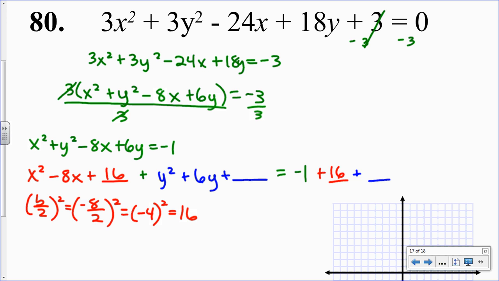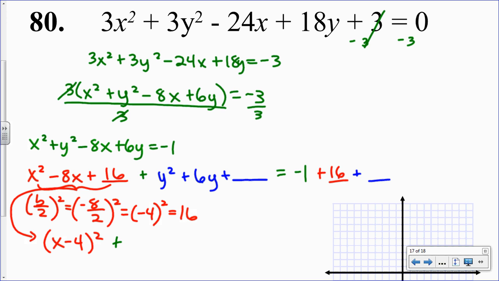Okay, so I set this up now so it would factor to x. What's the x going to factor to? X minus 4, because it's negative 4. The number before you square it, so x minus 4 squared. Okay, so that was x.